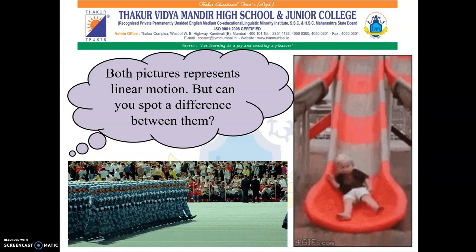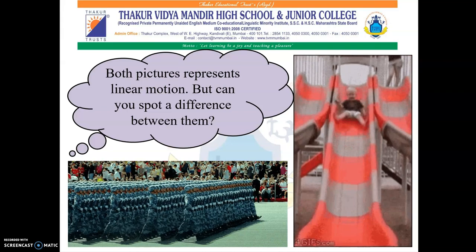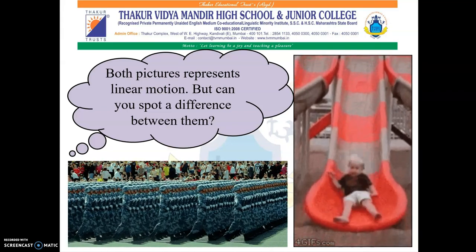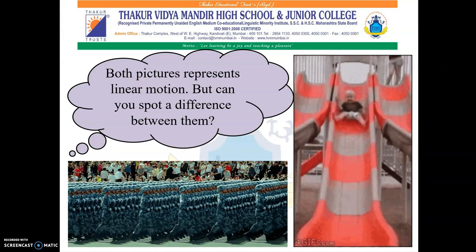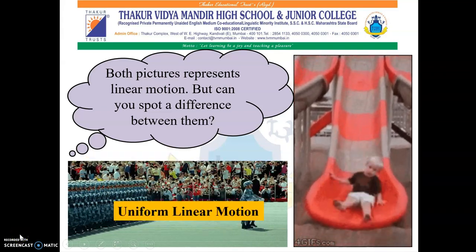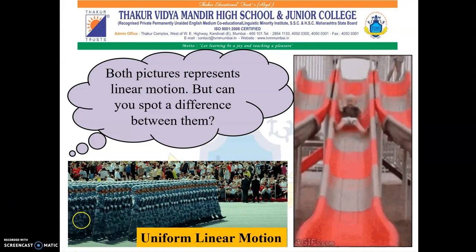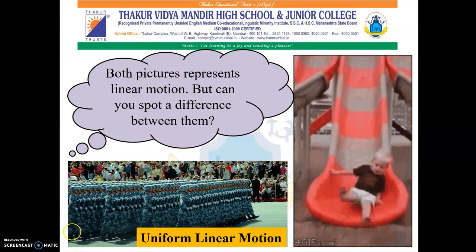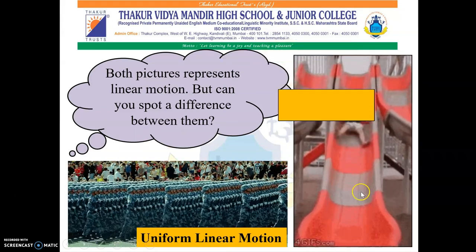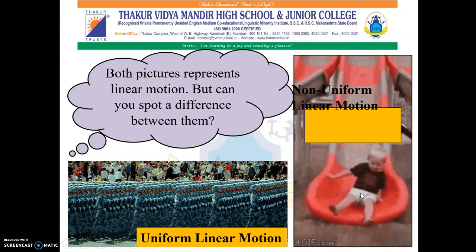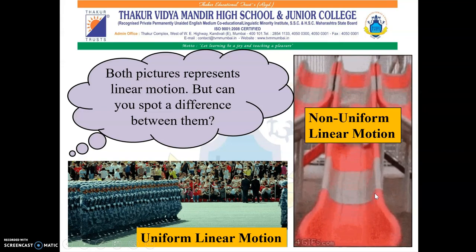Now we have already seen these two pictures. Both pictures represent linear motion. But can you spot a difference between them? Motion of soldiers in a march past is uniform linear motion, whereas motion of this child along a slide is non-uniform linear motion.